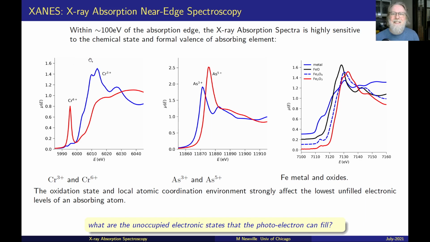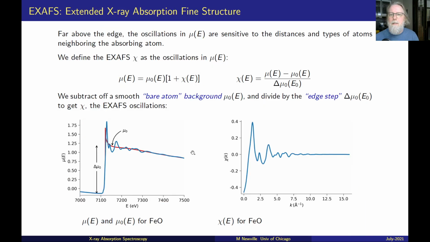That said, the XANES is highly useful in getting the local coordination environment and formal oxidation state. So here are examples for chromium, arsenic, and then iron also, where you can see that the variation of the XANES spectra with oxidation state is profound and unambiguous. As described a little bit in previous lectures, this is dependent on what unoccupied electronic states are available for the photoelectron to go into. I'll mention this again a little later on, but most of the emphasis here will be on extended XAFS.